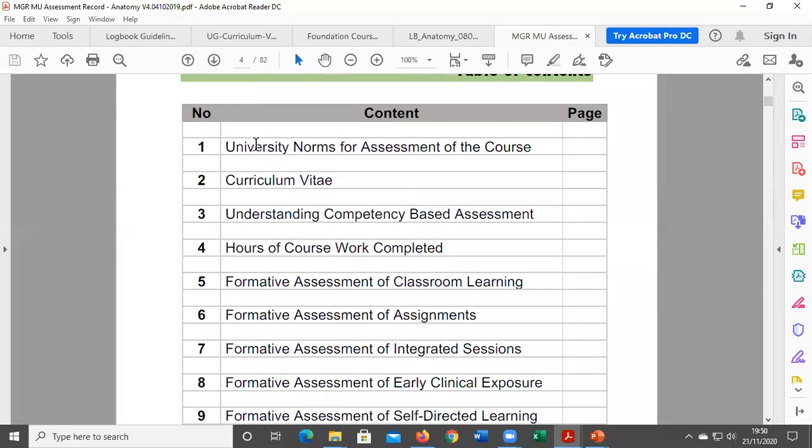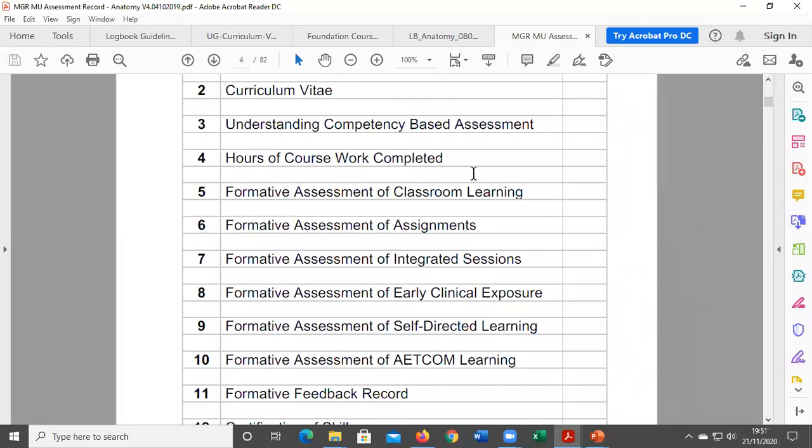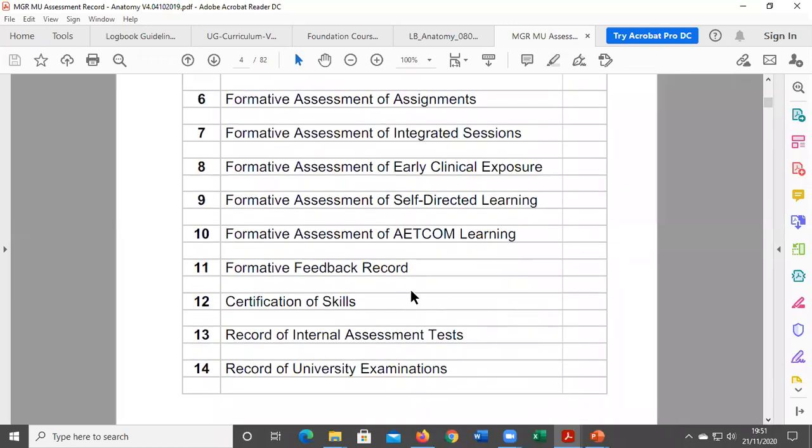What does it contain? It gives the university norms for the assessment, the CV of the student, then some write-up for competency-based assessment, how it is done, then total hours of coursework that are completed. Then, this is very important. If you look at points number 5 onwards, formative assessment of classroom learning, formative assessment of assignments, formative assessment of integrated sessions, ECE, SDL, ADCOM learning, and then there is a formative feedback record. So in this feedback, basically every feedback given by the teacher to the learner is documented here, and the teacher and the students sign here. And then finally certification of skills.